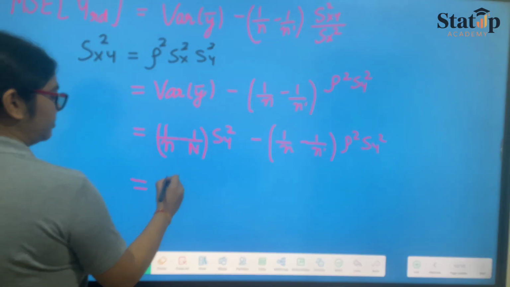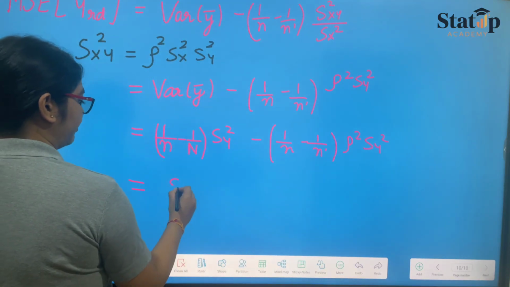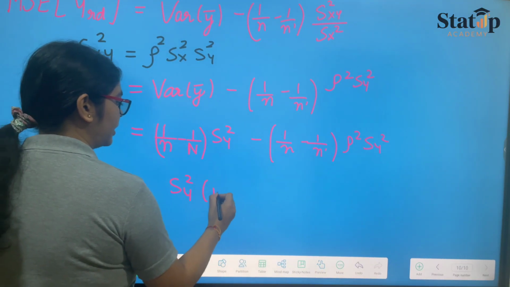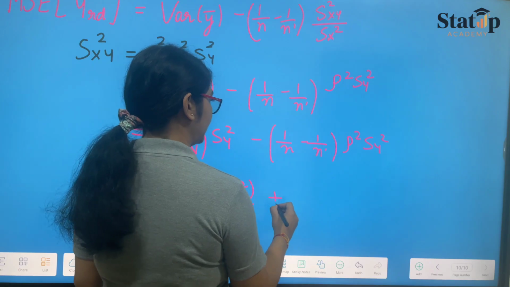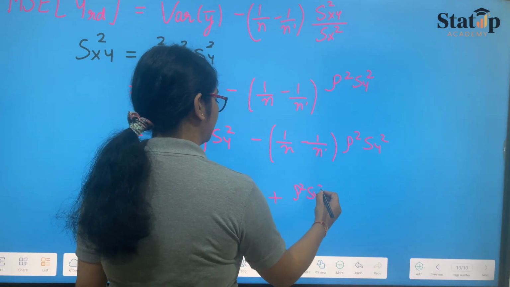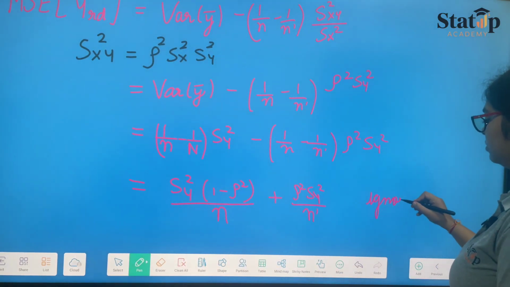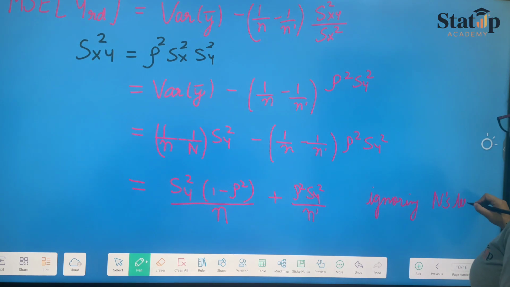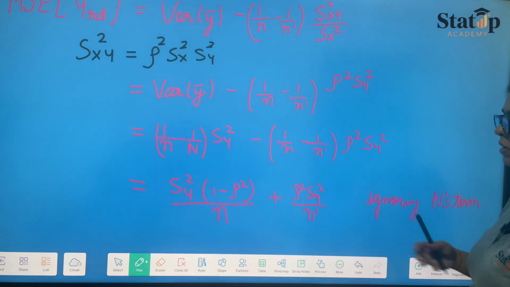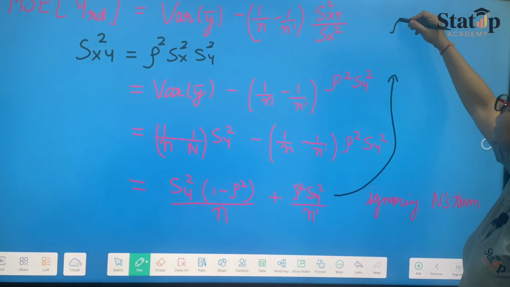Taking the common denominator same, suppose we are taking capital N, so we are left with Sy square as common, (1 minus rho square) upon small n plus rho square Sy square upon n prime. Here we are ignoring capital N terms. So we are left with this.